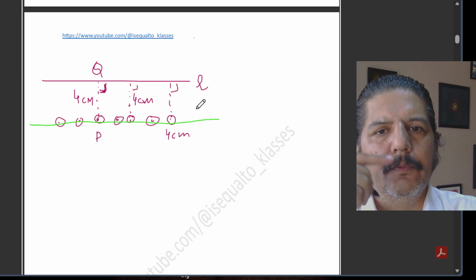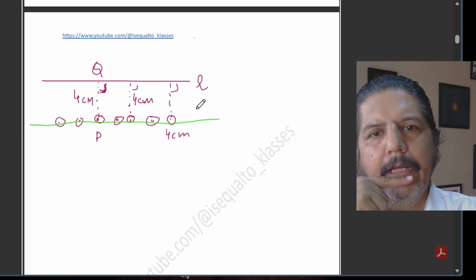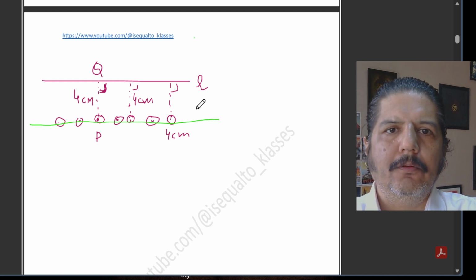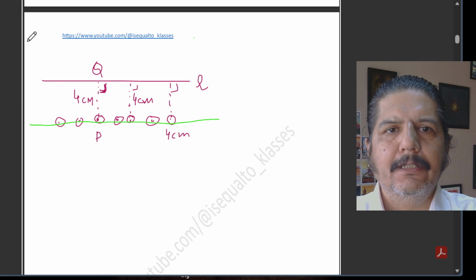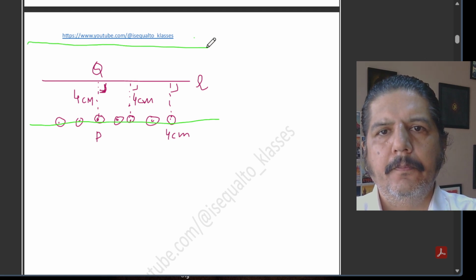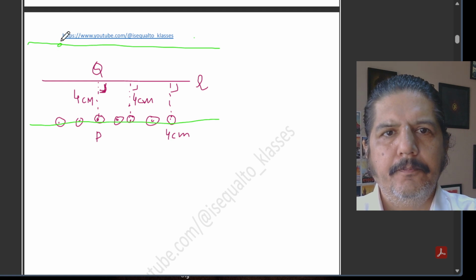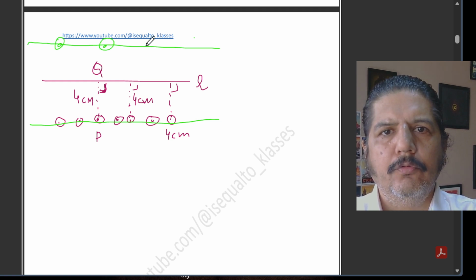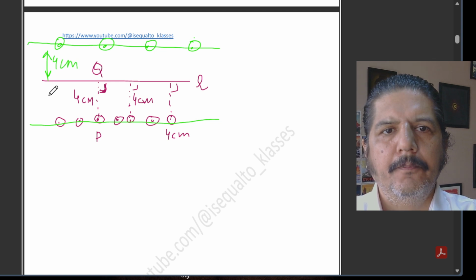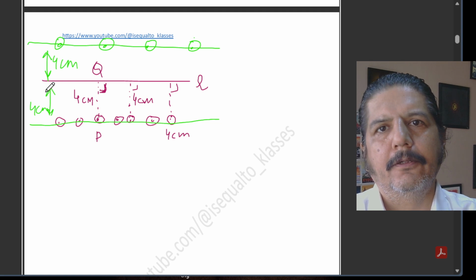And if you are thinking with me, what you'll realize is there is another line which is here, where again the point would be at 4 centimeter from the straight line. This distance is 4 centimeter. This distance is also 4 centimeter.